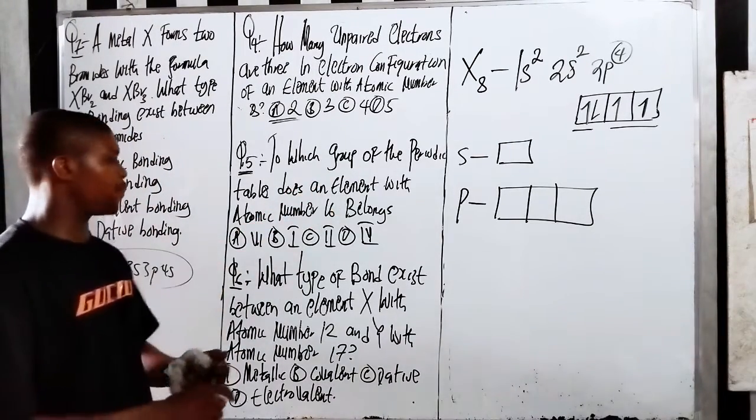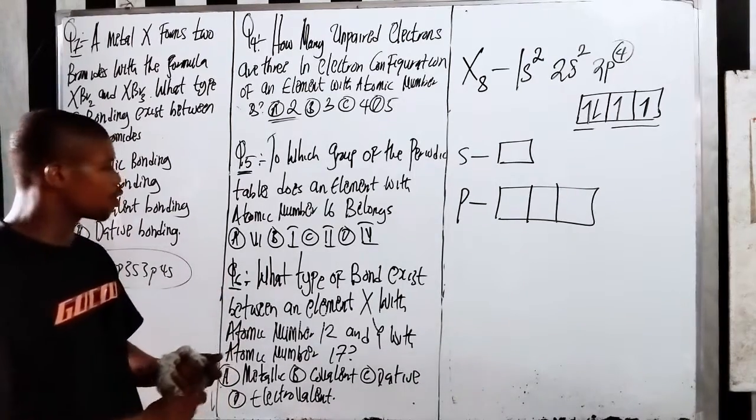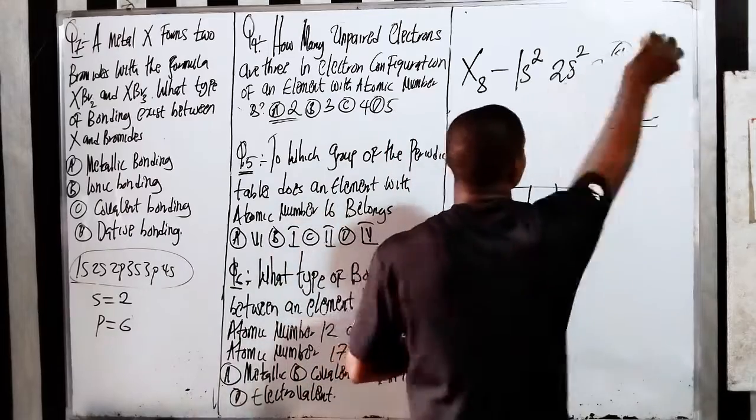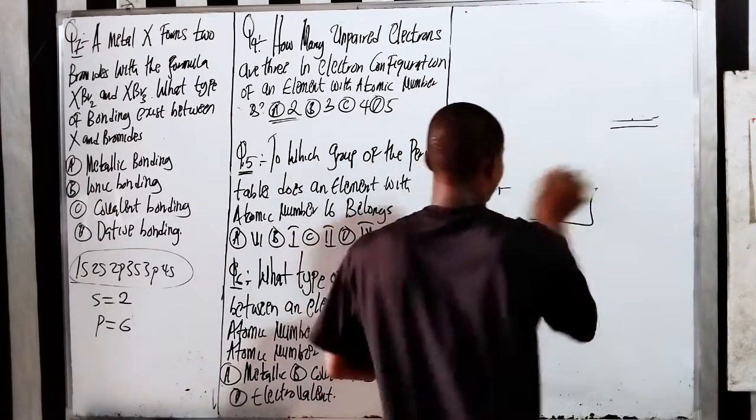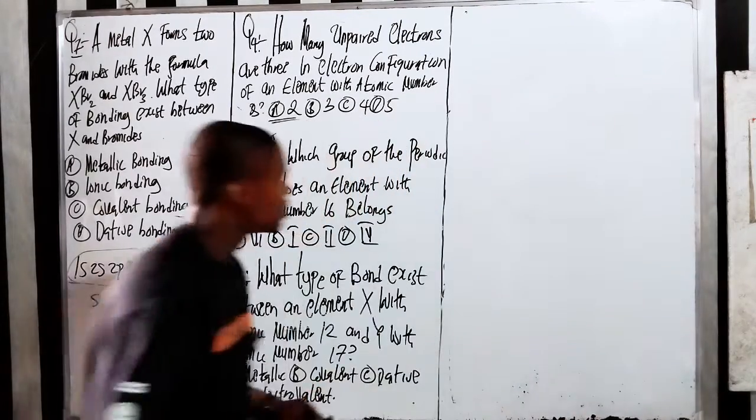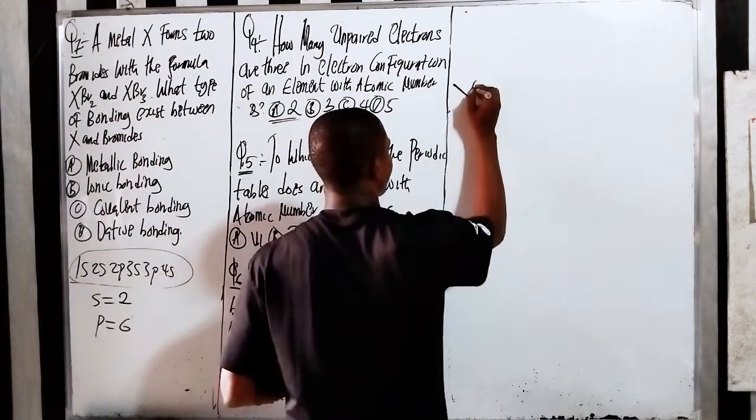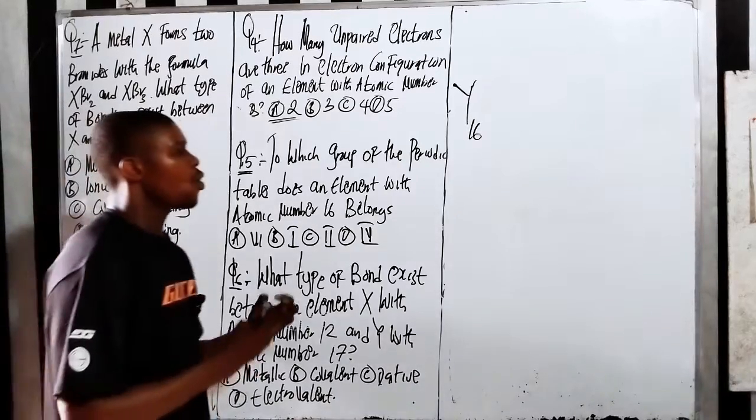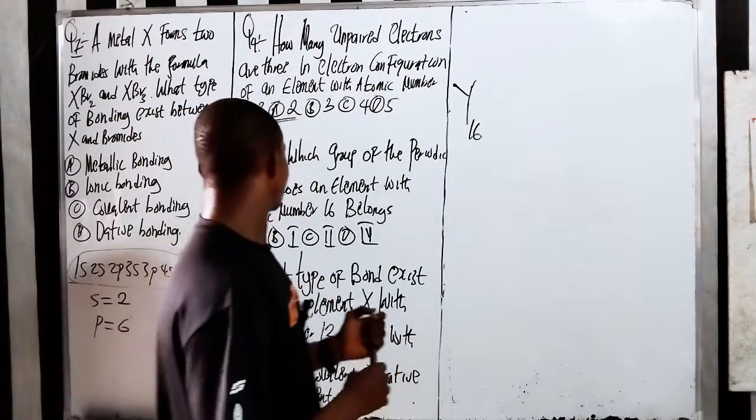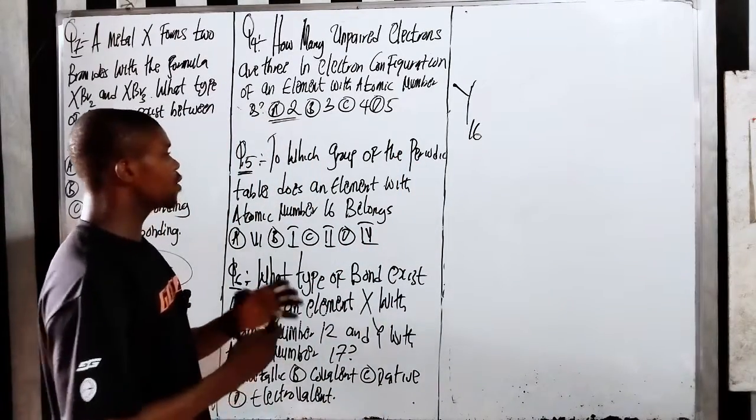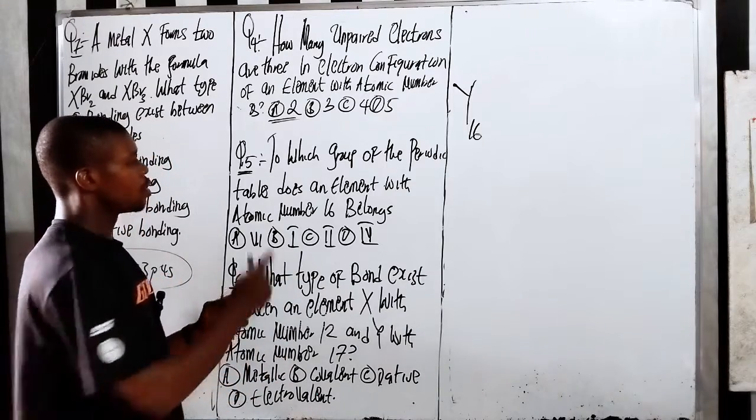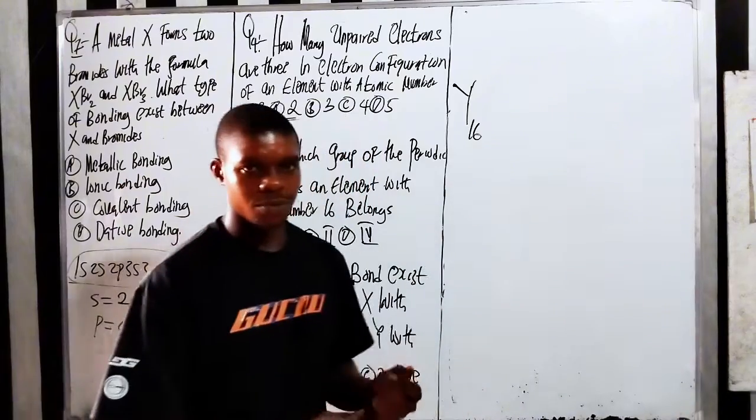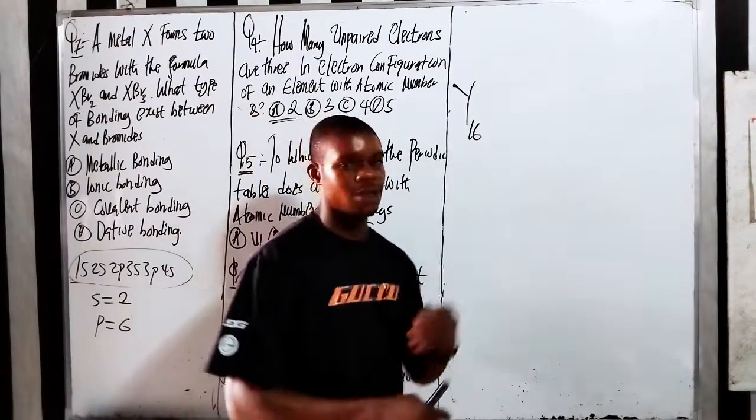So which group of the periodic table does an element with atomic number 16 belong to? This is a very good question. Now let's assume that the element is Y. Y is 16. They said the element is 16, right? Now they are asking which group of the periodic table this element belongs to.